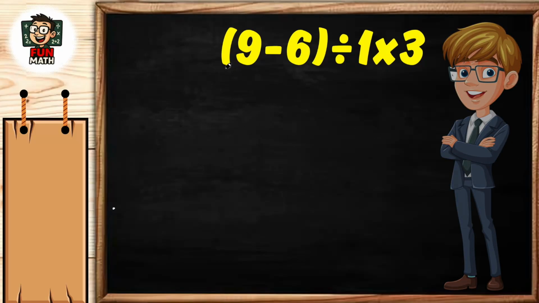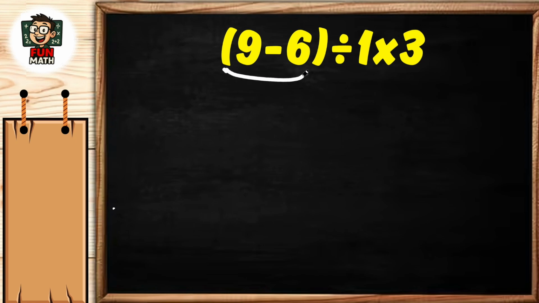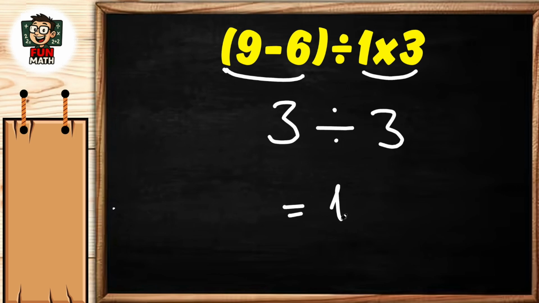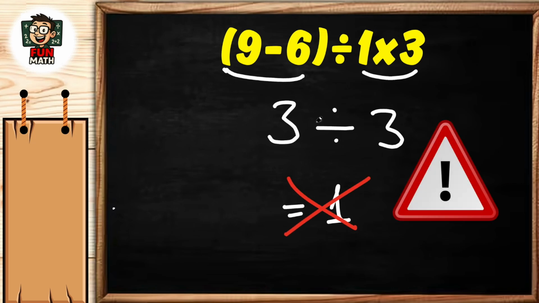Let's look at the solution. 9 minus 6 equals 3. 1 times 3 equals 3. Let's divide last. 3 divided by 3 equals 1. If you solve the question this way, you solved it incorrectly.